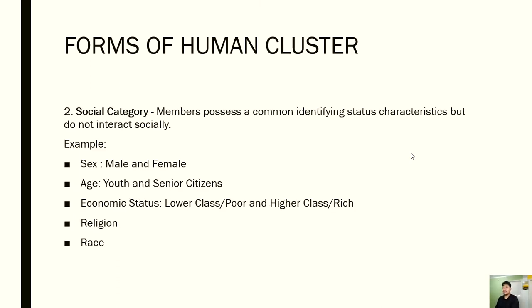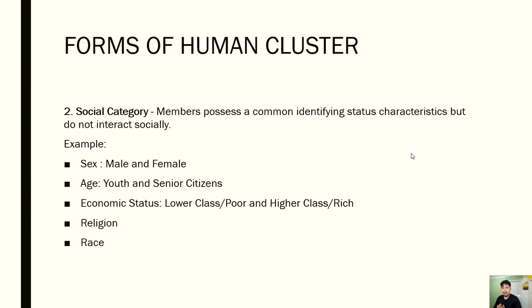Social category, now ganito. Pag sinasabi natin social category, as a form of human group or cluster, members possess a common identifying status characteristics. So, tanda natin, no? The society provides an identity, no? Tapos we now categorize ourselves to that group in order for us to have an identity. That is under social category. But please take note, they do not interact socially.